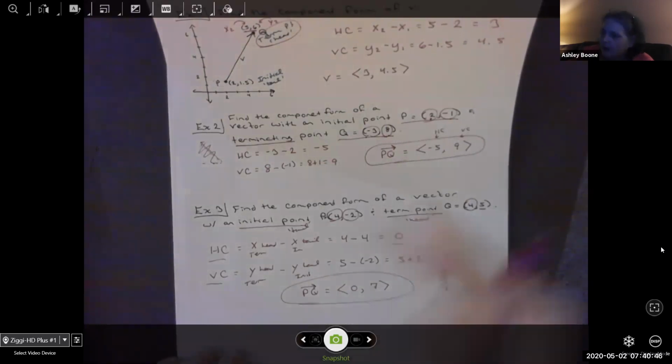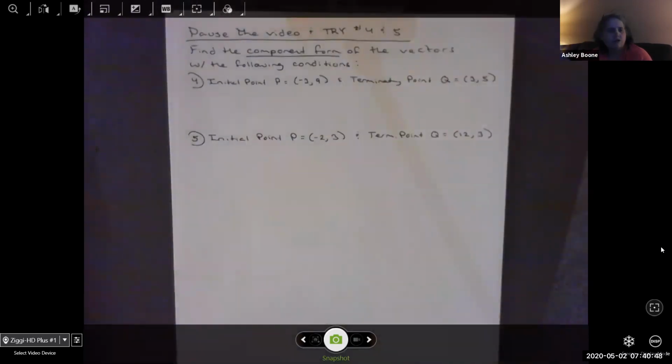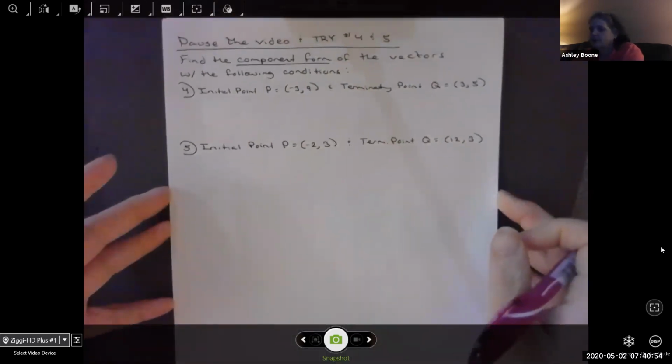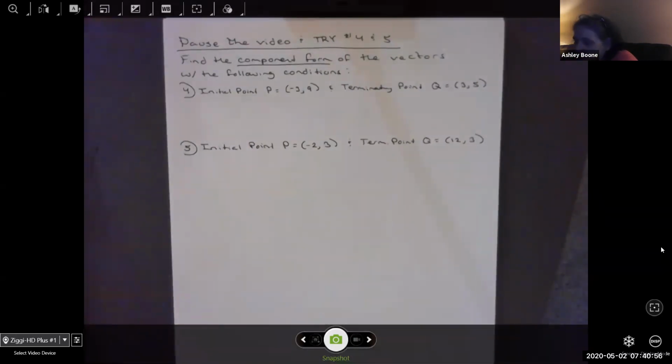You have a couple of problems to try in your notes, so why don't you go ahead and pause the video and give these two a try. Find the component form of the vector with initial point -3, 9 and terminating point 3, 5. Do the same thing for a vector with initial point -2, 3 and terminating point 12, 3. So go ahead and pause and do it. Come back, check it, or fast forward to the next part if you have it.